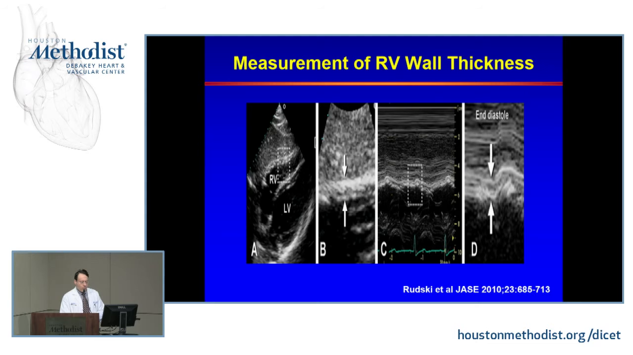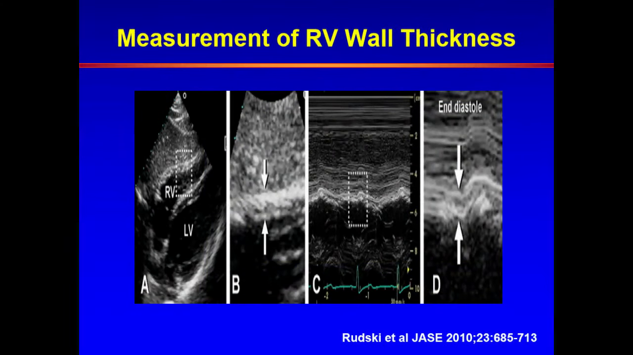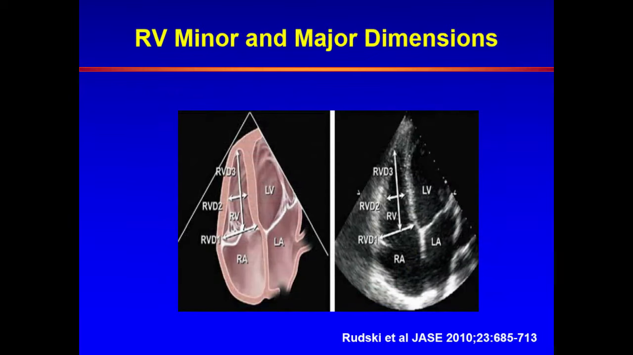Looking at the RV wall thickness, the best view to get the RV wall thickness is in the subcostal view. You want to zoom because we are talking about small measurements, so we do not make big errors, and we measure them at end diastole. And this is a nice illustration from the guidelines, the chamber quantification for the RV function guidelines from 2010.